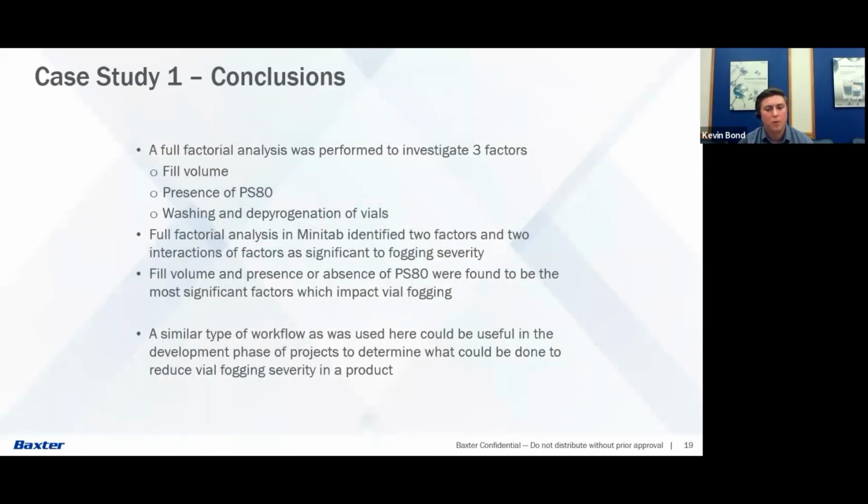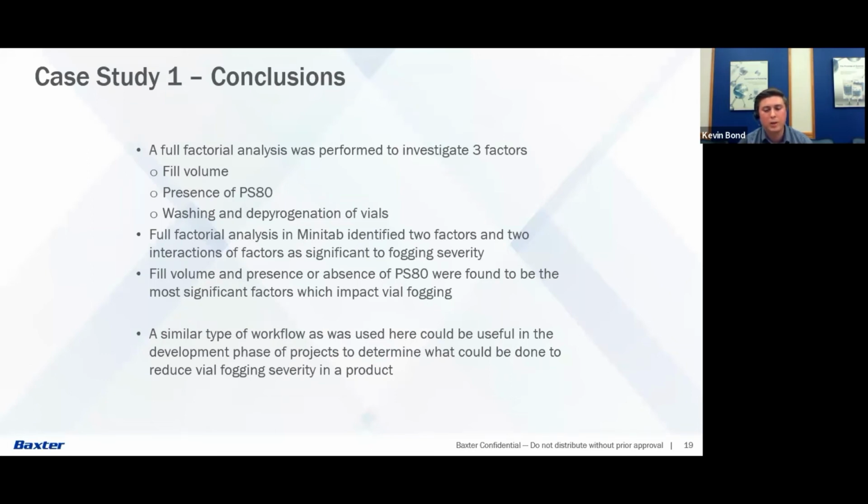So in our first case study, we examined 3 factors in a design of experiment setup, which had 8 unique combinations of those factors. And then based on the analysis of our data, we determined that fill volume and the presence or absence of PS80 were 2 factors which individually were significant in the severity of vial fogging. And then we also see that interactions between different factors could be significant and shouldn't be ignored when evaluating vial fogging for other products and programs.